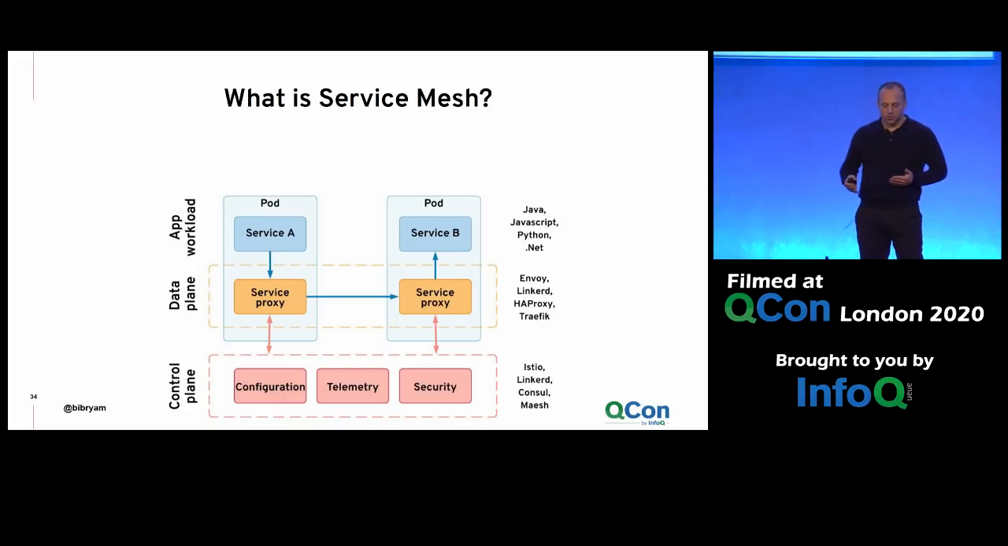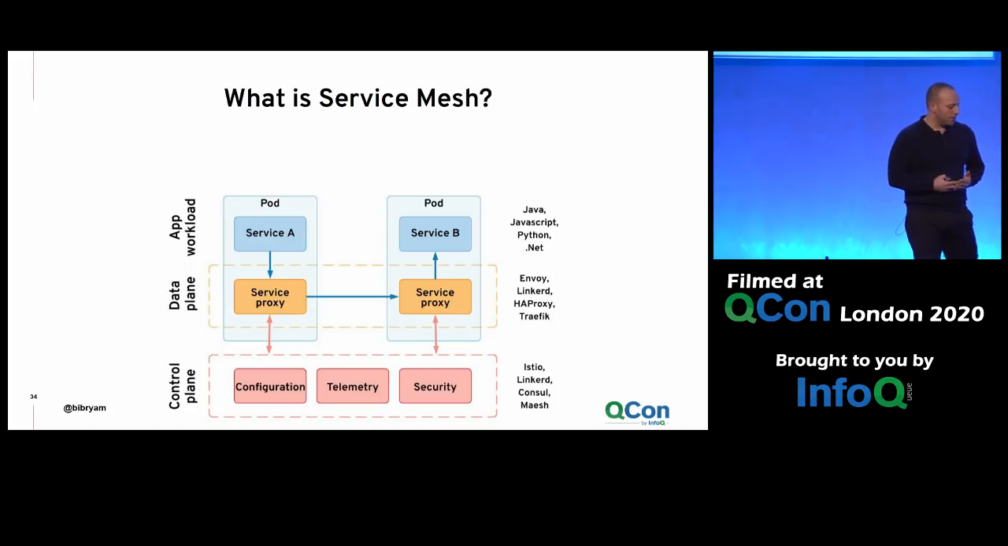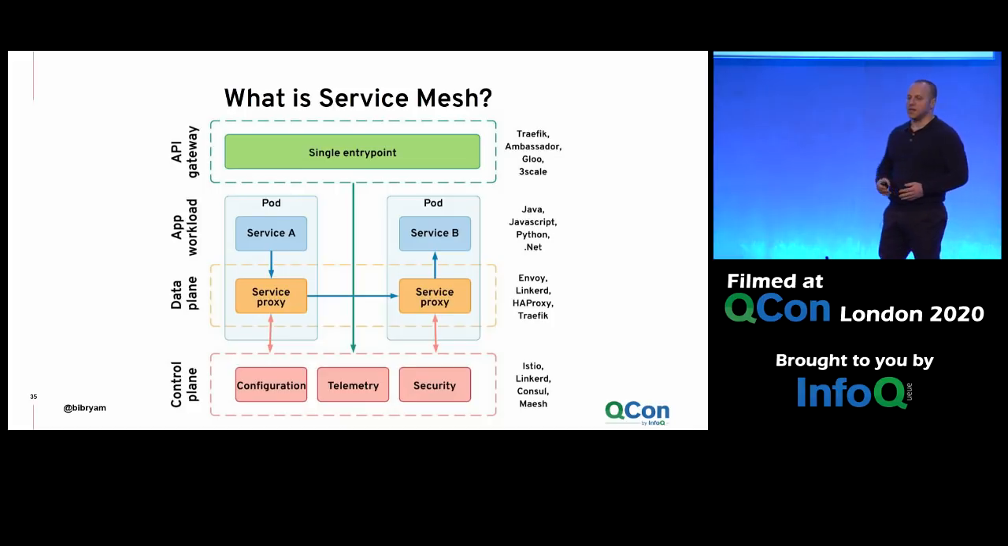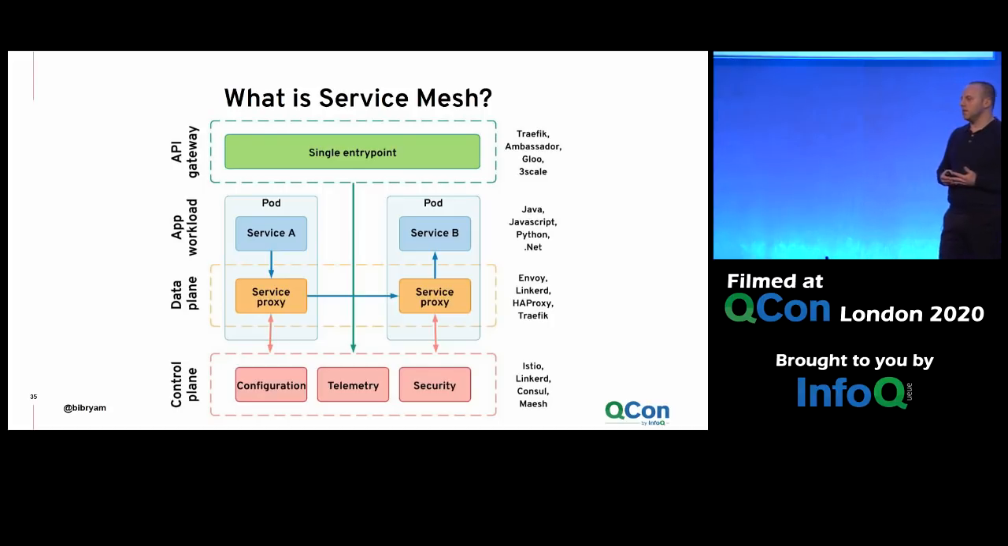And you can see there are good choices for different control planes and data planes. It turns out we need one more component. We need an API gateway in order to get data into our cluster. Some service meshes have their own API gateway and some use a third party, but all of these components, if we look into them, provide the capabilities we need.